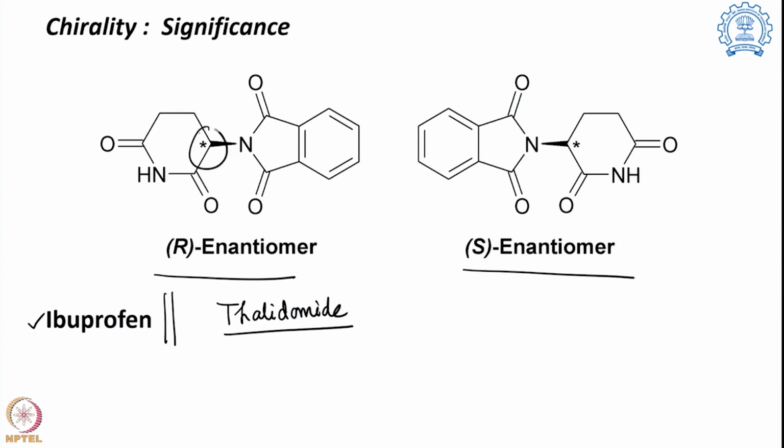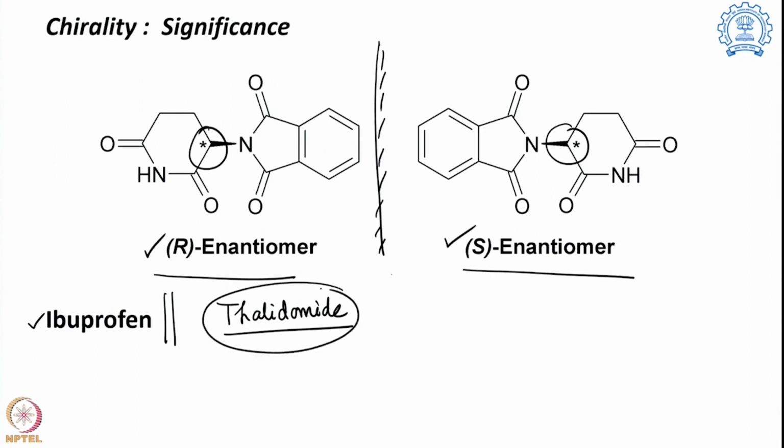Again, we have a chiral center over here, and these two are mirror images of each other, and then we reorient it to showcase in this particular way. But this is the R isomer, this is the S isomer, and this thalidomide can also be used as a drug. So, if we take the R isomer of the thalidomide, the R isomer of the thalidomide actually acts as a sedative.